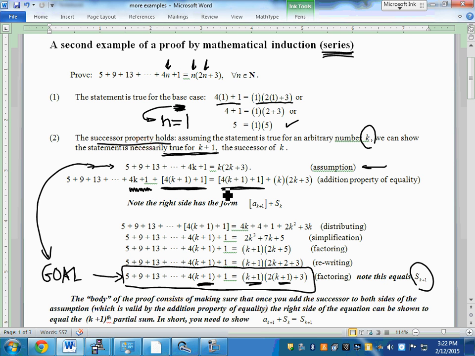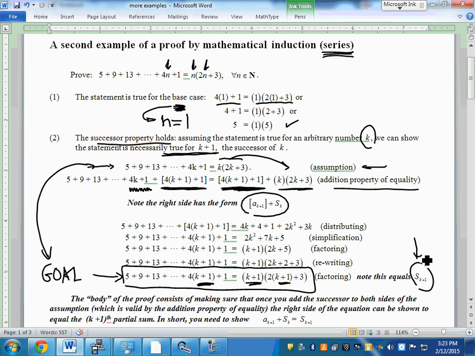Okay, so this is still here. And I've just added the successor to both sides. And the reason I can do that is because of the addition property of equality. And now if you just note on the right side here, this is of this form. This is a sub k plus 1. This is s sub k. We're adding them up. And somehow we got to get down to this. And we already know it works. So we did the scratch work.